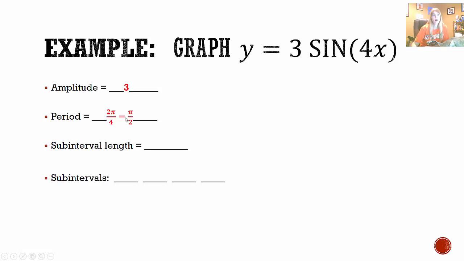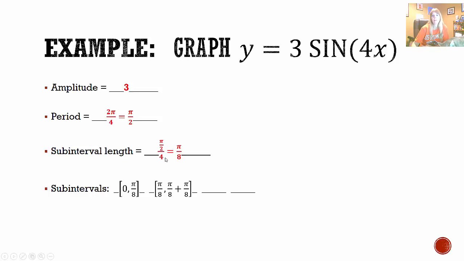So it's 2 pi over that value, and reduced it to become pi over 2. My subinterval length, so going through a full period, I'm at pi over 2. I want to chop this into 4s, so I divide by 4. So this is saying each subinterval will be pi over 8 long. So how do I set up my subintervals?